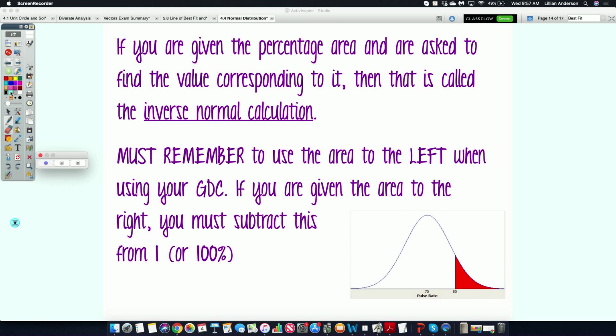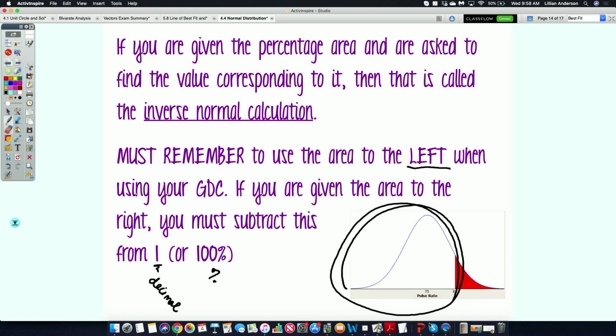Okay? You have to remember, though, especially if you're dealing with an old calculator, the newer ones, the color calculators, you don't have to worry about this next little piece that I mentioned. But for majority of us, we have to remember that it's the area to the left when we're using our graphing calculator. If you're given an area that's to the right, you must subtract it from 1 or from 100%. 1 if you're given a decimal, 100% if you're given a percentage.